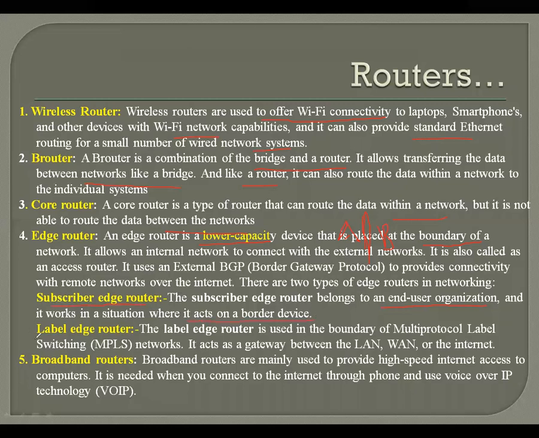Whereas we have a second type, that is the label edge router. This label edge router is used at the boundary of the multi-protocol label switching, this MPLS network, and acts as a gateway between the LAN and WAN on the internet. So these are the two types commonly of the edge router as per functionality.